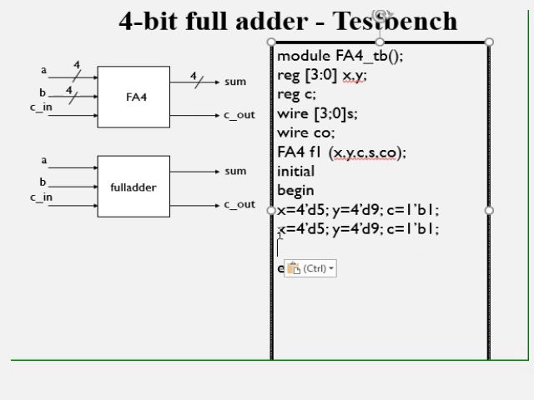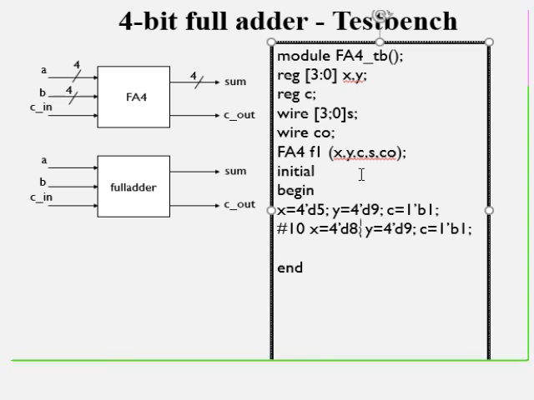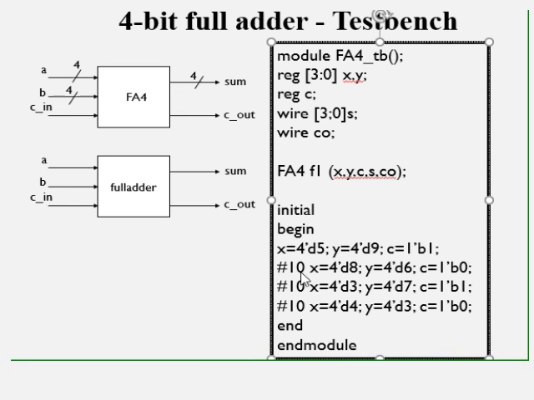I give some values. Say I'll give some delay first here, say #10. That means after 10 time units, let x be say 8 and y be say 6, and input carry, let me give for a change as 0. Like this, you give some random 4 combinations and finish off with the test bench. I have given some more random numbers, say x equal to 3, y equal to 7 and carry is 1. Likewise 4, 3 and carry is 0, for every 10 time units.